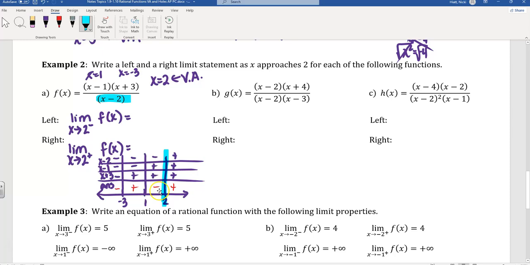But the left side right here is negative, so that tells us that our left statement is going to be negative infinity. And then on the right side, I've got a positive. That tells me my right side statement is going to be positive infinity. Does that make sense on that?